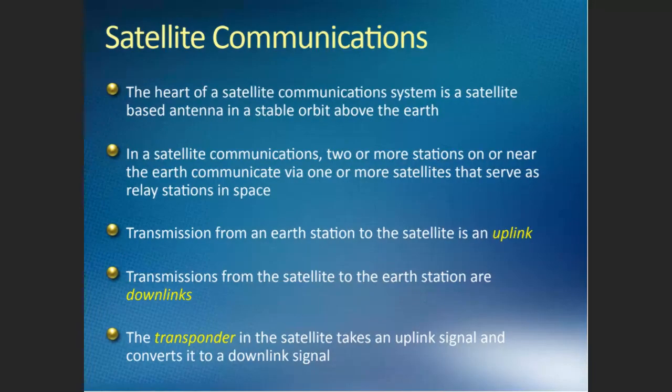Then we have satellite communications. To connect to the satellite, you have one link called the uplink, meaning sending to the satellite, and then when it is reflected from the satellite coming down, it's called the downlink. The part of the satellite that is responsible for the communication is called the transponder.